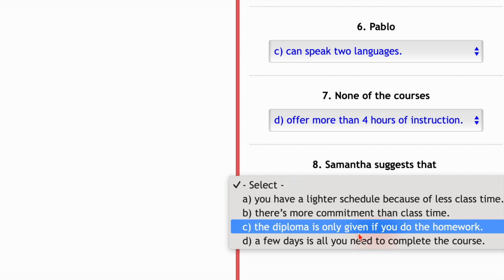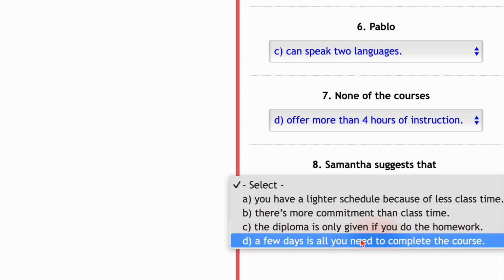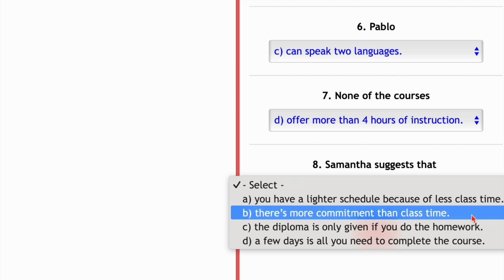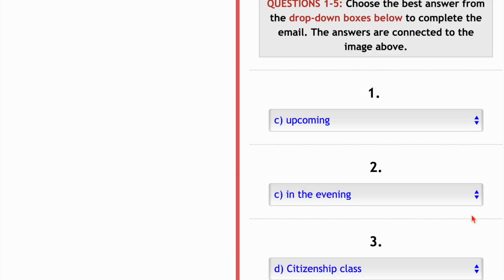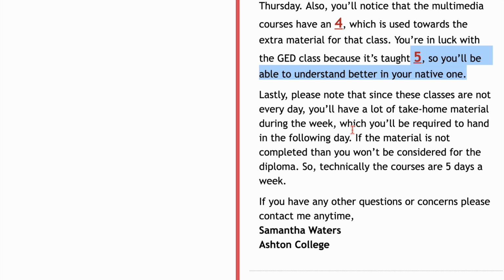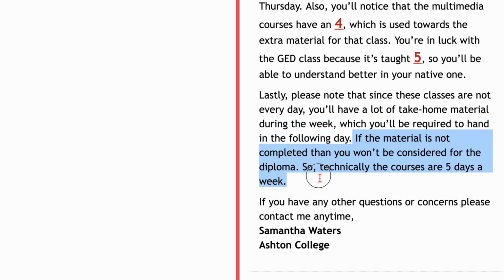The diploma is only given if you do the homework. A few days is all you need to complete the course. I believe it's B, because over here she says, technically the courses are 5 days a week. You'll have a lot of take-home material, which you'll be required to hand in the following day. If the material is not completed, then you won't be considered for the diploma. So it's suggesting here that you need more commitment.